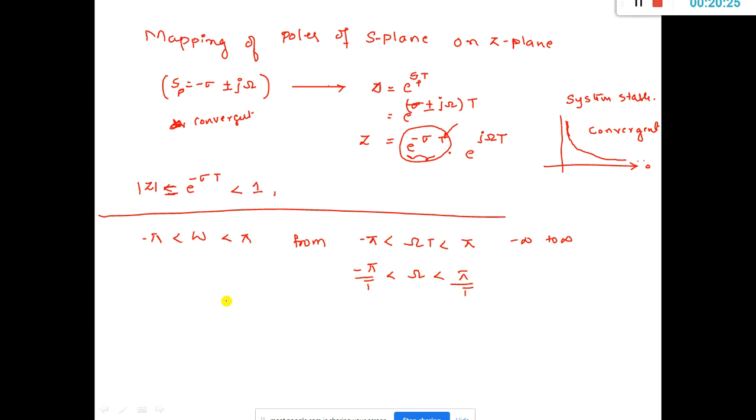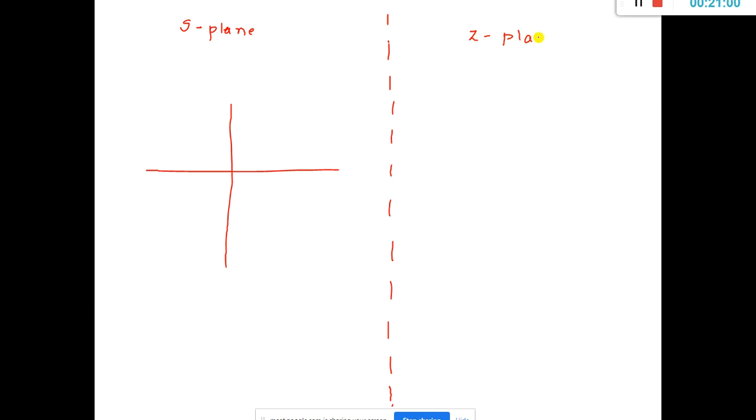Look at this. This is my S plane. Okay, I'll just take this here. I'll draw this. So this is my S plane. Let me draw the Z plane here. This is Z plane.